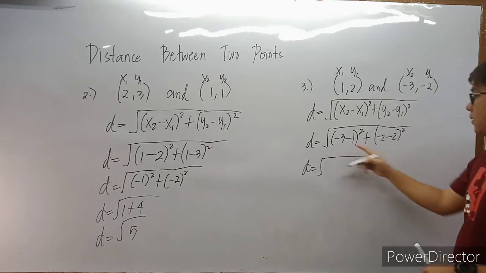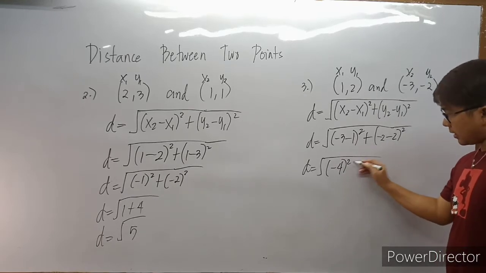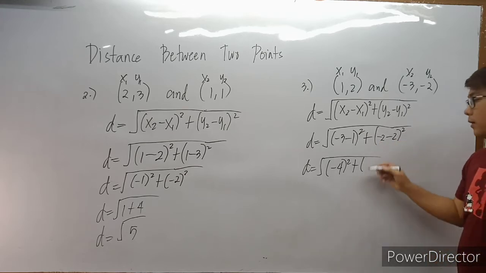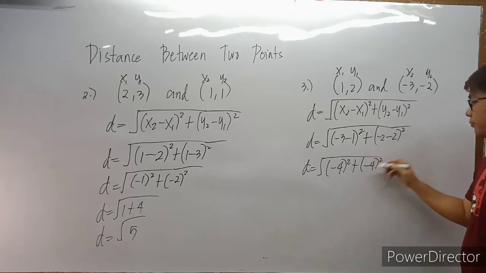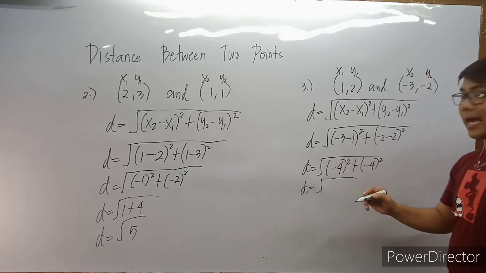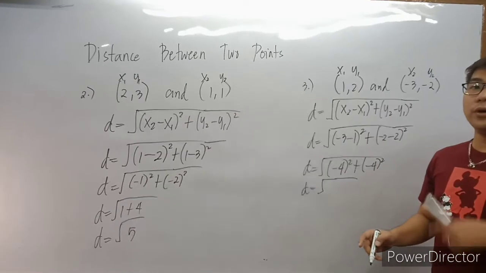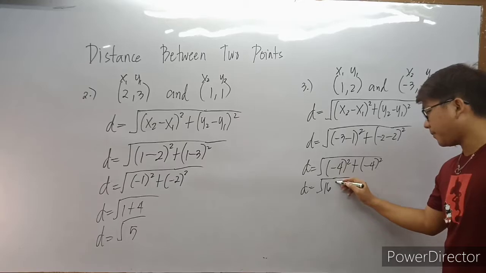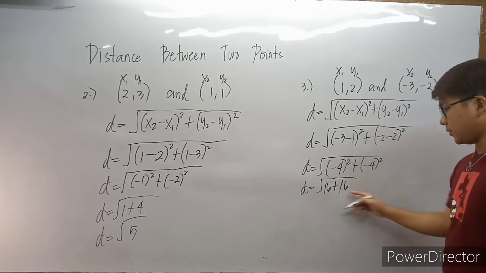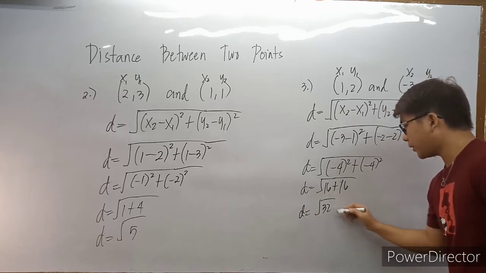So, d is equal to negative 3 minus 1 is negative 4, then squared. Then, negative 2 minus 2 is equal to negative 4, then squared. Solve. So, d is equal to negative 4 times negative 4, or negative 4 squared, is equal to positive 16. Plus negative 4 squared is also positive 16. Solve natin. So, d is equal to the square root of 32.